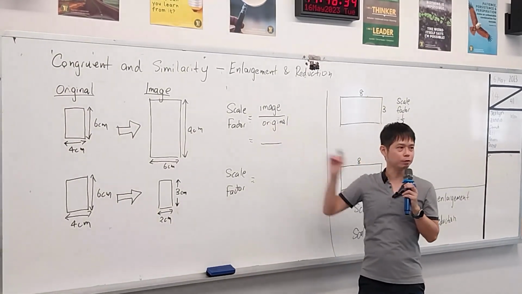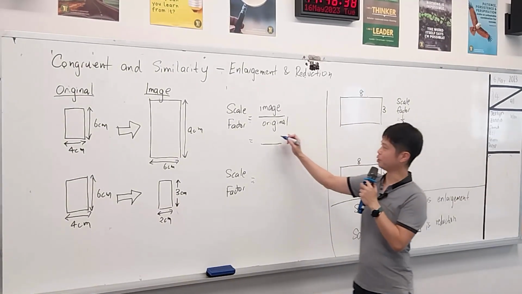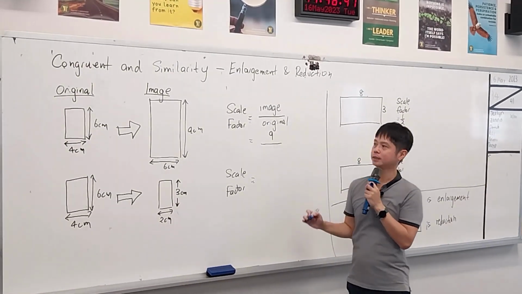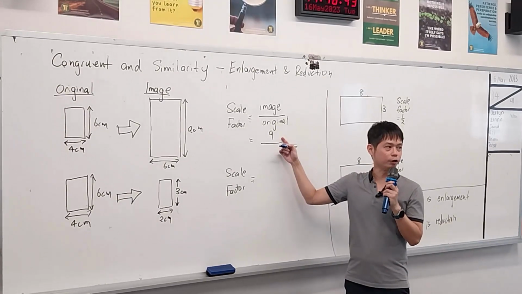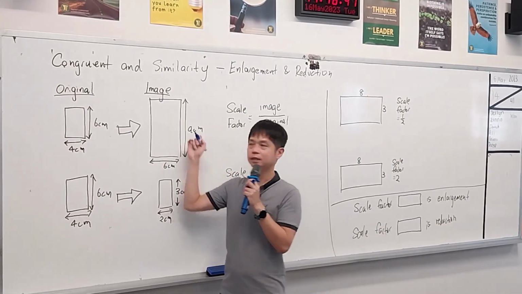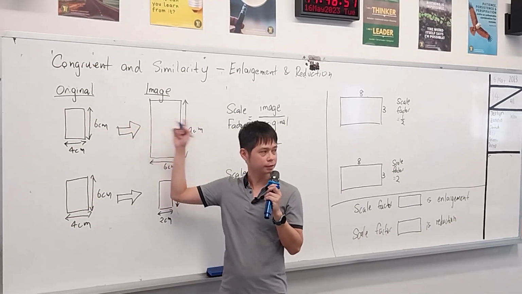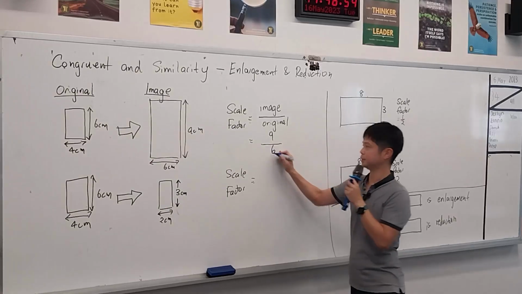So can we have a number now? What is the image value you want to put? The number you want to put is 9. Now we look at the original corresponding length. The corresponding length of the 9 is 6. These are called corresponding lengths, which means they are on the same side. So we have 6 here.